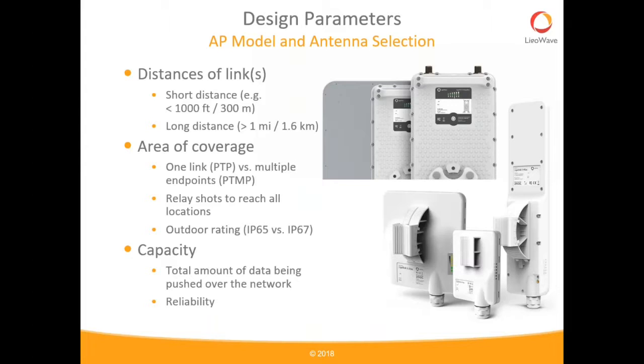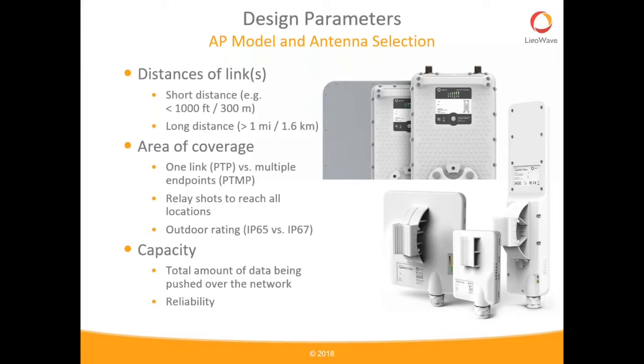Let's start talking about how you actually pick the AP model and AP antenna. The types of things you want to look at, again, are your requirements. What are the distances of the links that you need to establish? Are they short? By short, we're typically talking about 1,000 feet or 300 meters, which is very common in surveillance applications where the link distances may be only a couple of hundred feet or a few hundred feet. But sometimes you have applications where they're longer, and a lot of that will depend on your mounting constraints, how much area you have to cover, and so forth.